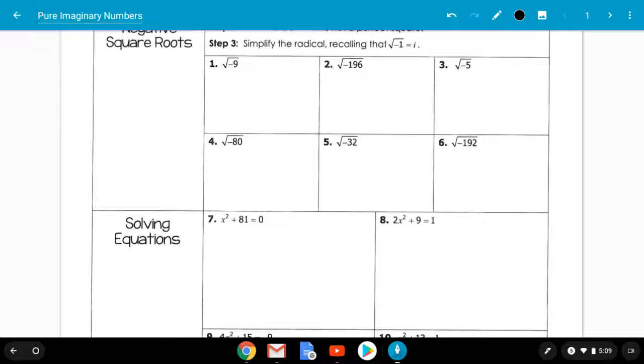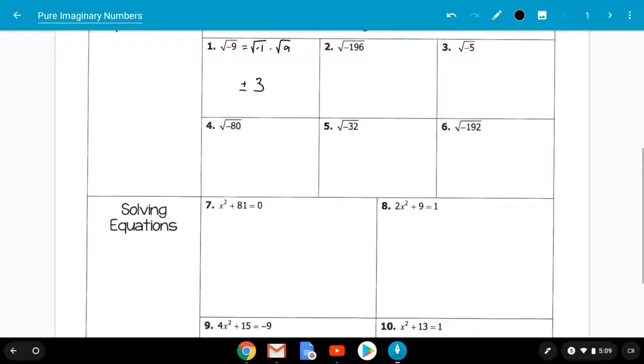So let's look at a couple problems. Number 1, the square root of negative 9. I need to get rid of that negative sign, so I'm going to factor out a negative 1. Now I just simplify the radical. What is the square root of 9? Oh, it's 3. Don't forget it will be plus or minus 3. But because I factored out the square root of negative 1, I have to represent that somehow. I don't rewrite the square root of negative 1, I represent it as i. And that'll be your answer.